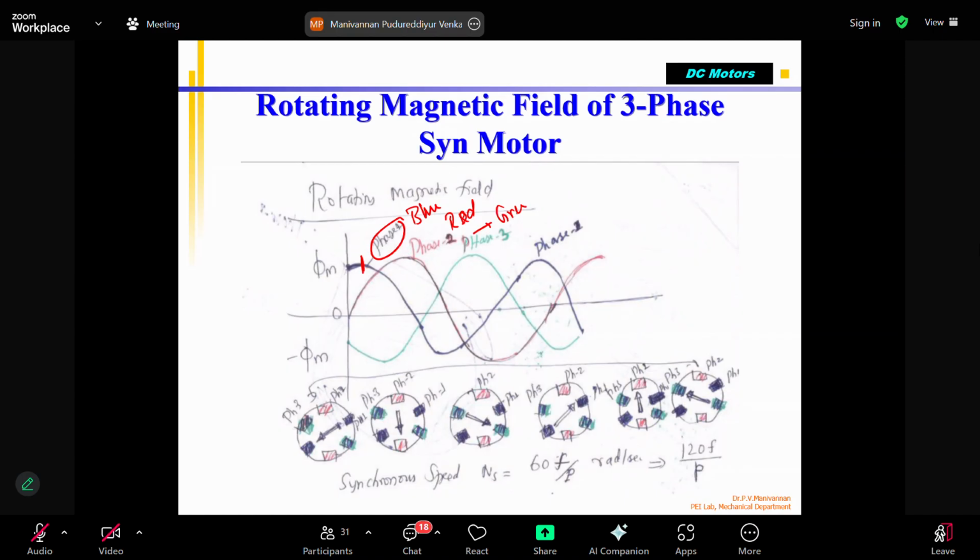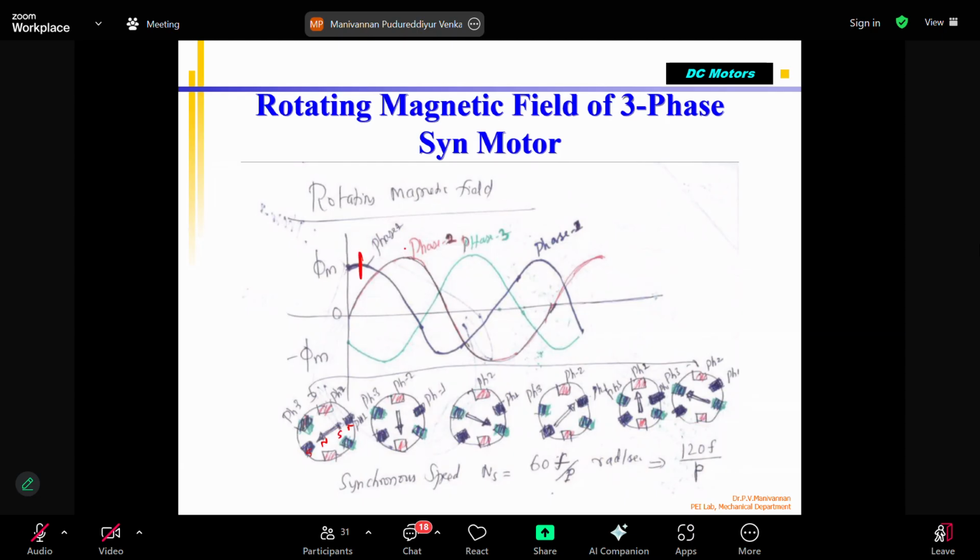No confusion, please remember. So this is the north pole and this is the south pole of the rotor. When the blue phase is peaking, the rotor may be something like this. Before this, it may have been like this. It was attracted by this, because this is south pole and this is north pole. So it rotated so many degrees and aligns. Once it aligns, it stays at this instant.